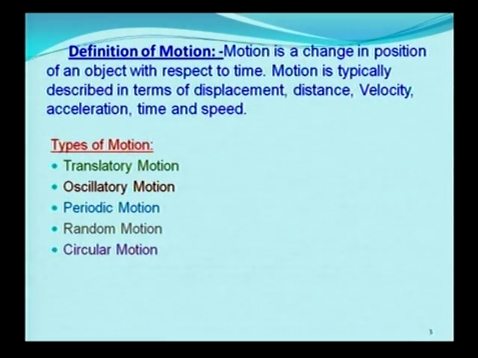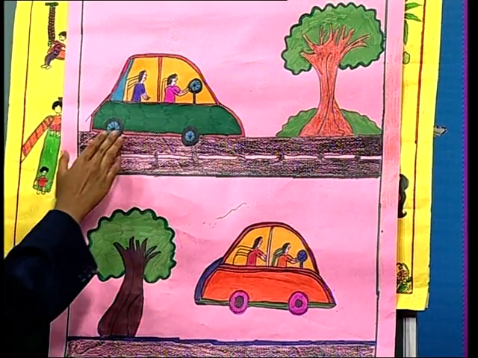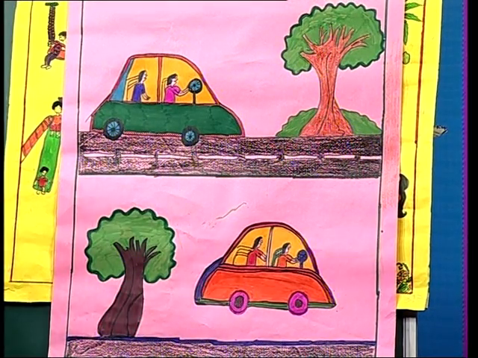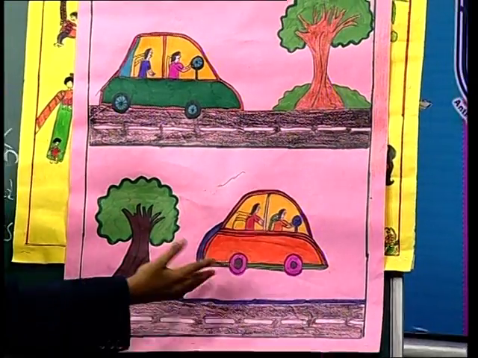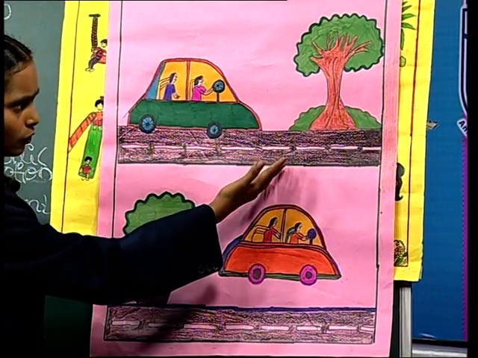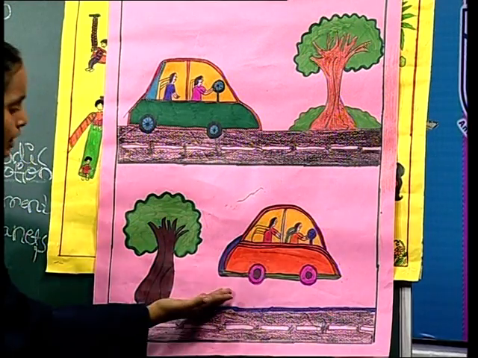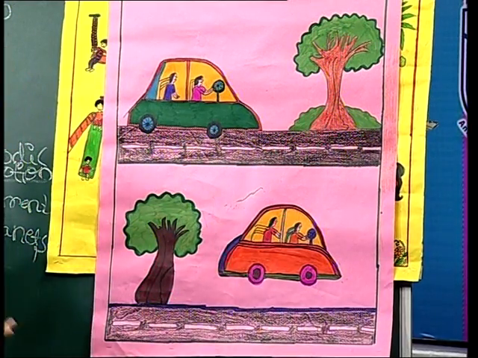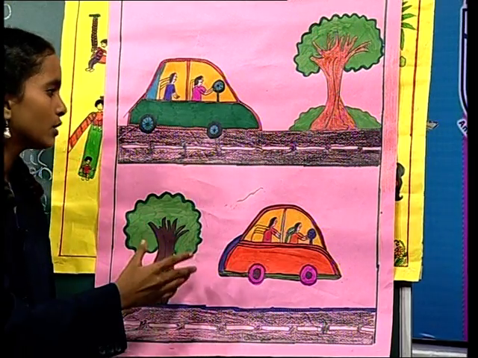Yes friends, I already told you that here we can see one car. In the first case, it is behind the tree. But in the second case, what happened here? It almost crossed the tree. What is happening here? Is the tree moving? No, only the car is moving. Why is the car moving? Because it is in a motion position. So this is known as motion.